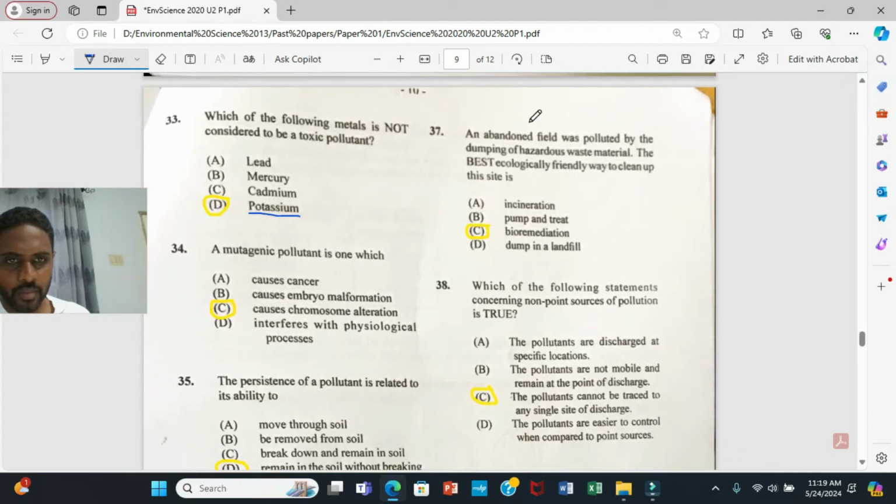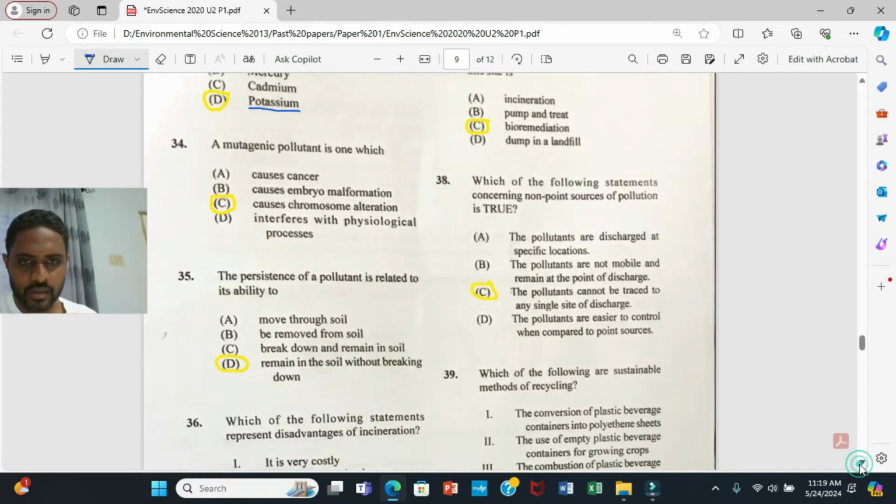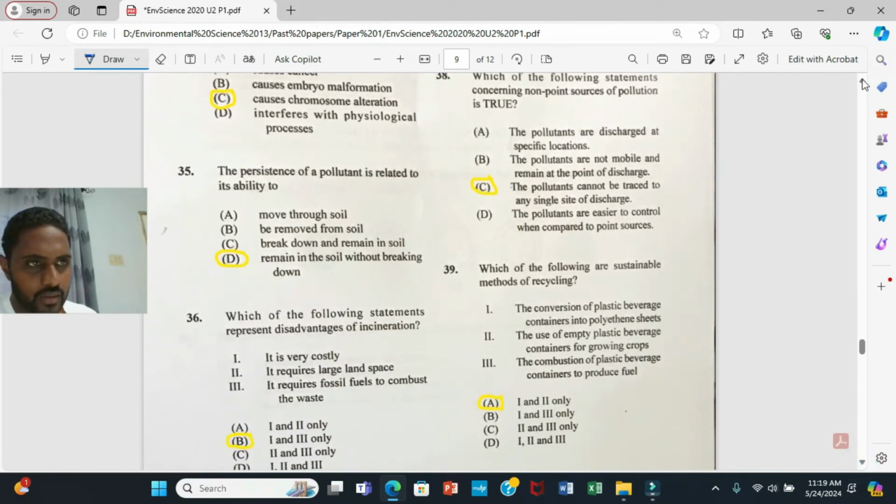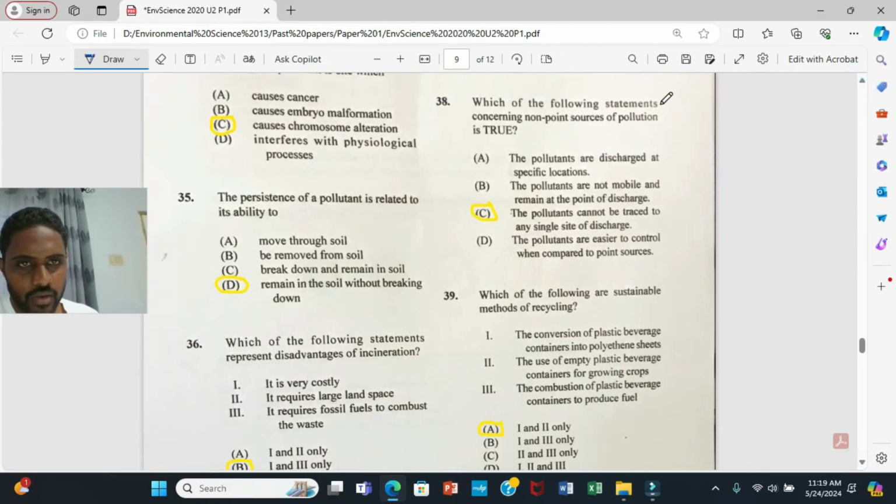Number 37, an abandoned field was polluted by dumping of hazardous waste material. The best economical and environmentally friendly way to clean up this site is bioremediation. 38, which of the following statements concerning non-point sources of pollutants is true? The answer is C, the pollutant cannot be traced to a single site of discharge. On the other hand, guys, with a point source, you can find the source of the pollutant.